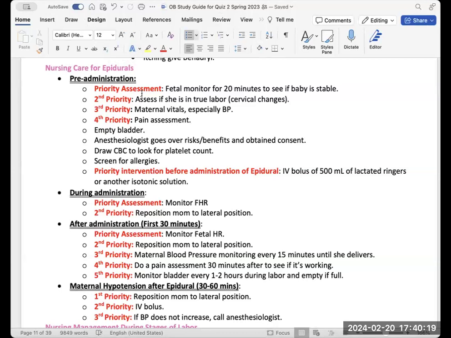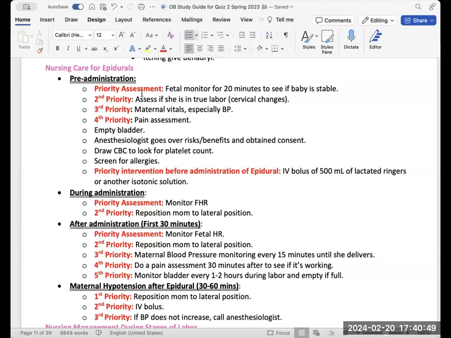If it says a mom was admitted to the hospital, she thinks she's in labor, and they're preparing to assess the need for an epidural, we're doing the priority assessment: fetal heart rate. If it says they performed an assessment and they're preparing to give an epidural, what should the nurse do before administration? You give an IV bolus of 500 mL. You see, it's tricky, but that's the wording.